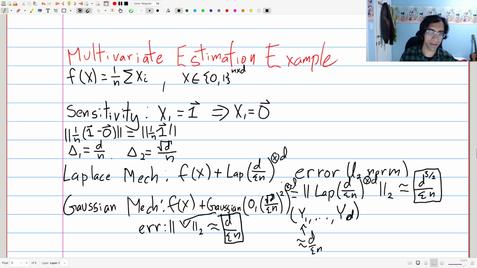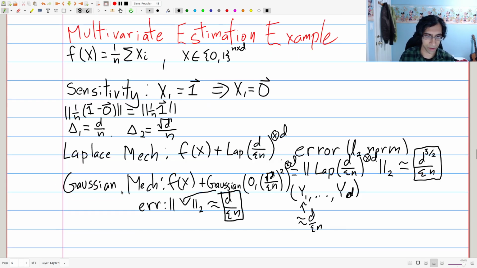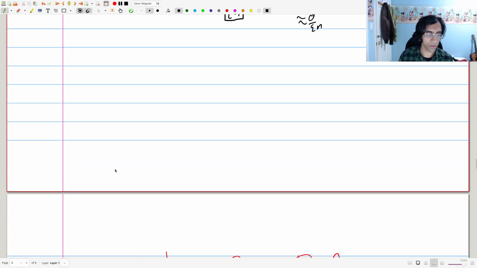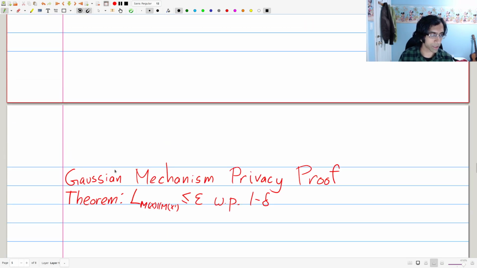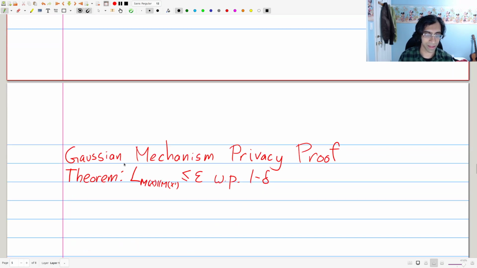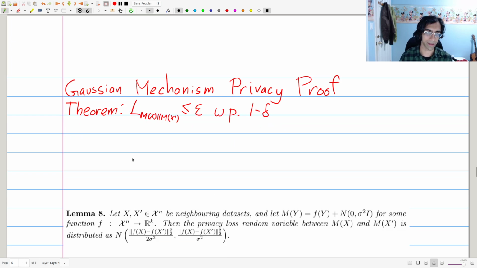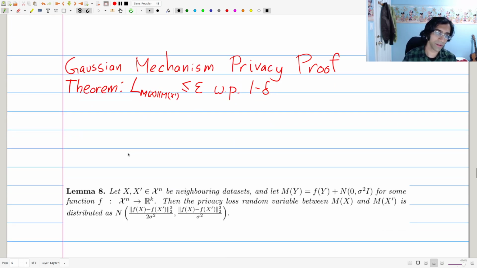Okay, so that's a neat example showing the different utilities of the Laplace versus the Gaussian mechanism and how things might differ in terms of the accuracy you can get. Now, the next and main thing that we're going to prove in today's lecture is the privacy of the Gaussian mechanism. And again, let me just write this one more time. What exactly is the Gaussian mechanism? The Gaussian mechanism is the following.